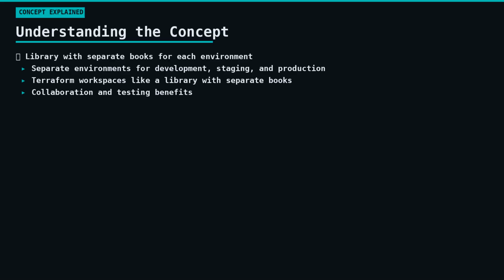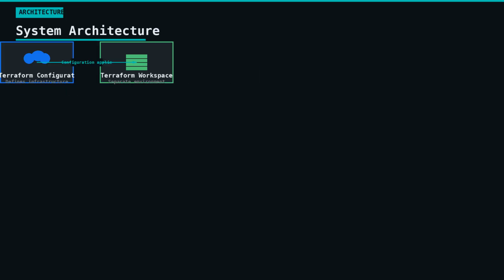Terraform workspaces also help with collaboration, as different team members can work on different environments without interfering with each other. It's like having multiple kitchens, each with its own team of chefs, working on different menus. Let's take a look at the architecture diagram.